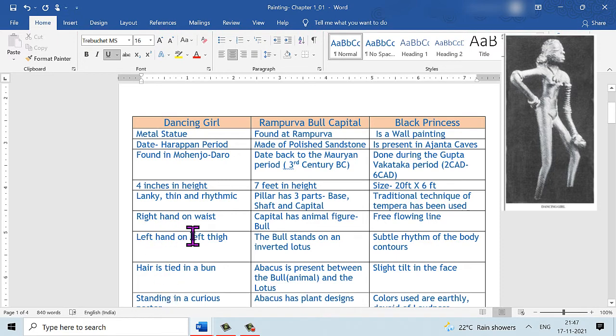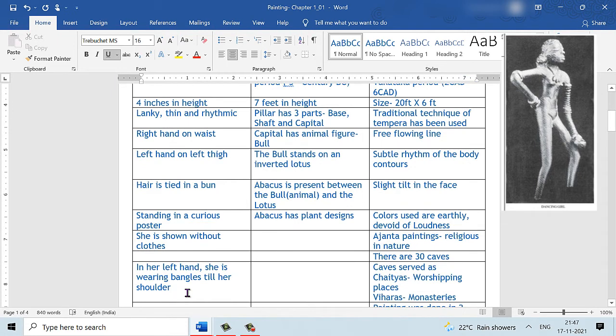She is standing in a very curious posture. Her right hand is on her waist, whereas her left hand is placed on her thighs. Her hair is tied in a bun, which is a contemporary hairstyle. She is shown without clothes, and on her left hand, she is wearing bangles till her shoulder.